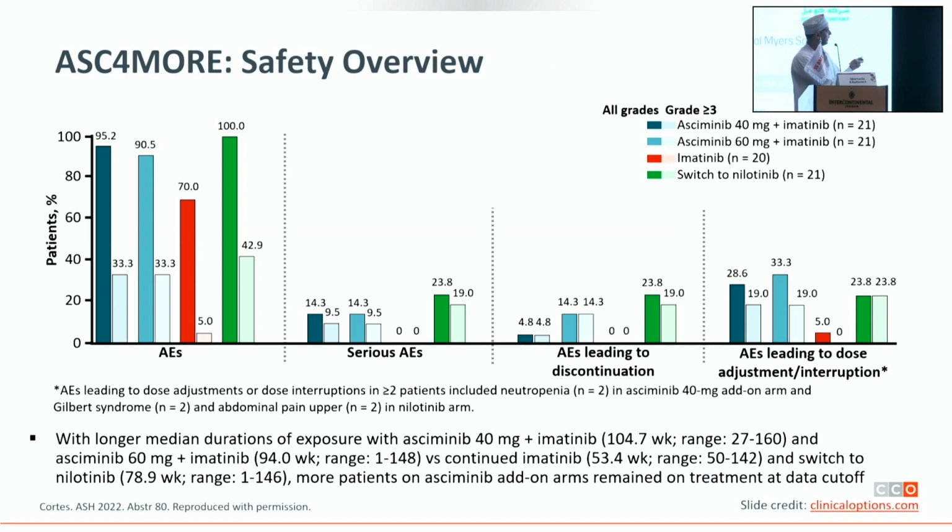Toxicity. These are high toxicities, but they are similar between the groups, whether you start 40 milligram, 60 milligram, or you switch to nilotinib, the toxicities were the same. You look at the serious adverse events and adverse events leading to discontinuation or interruptions, again, they are similar between the different approaches. So whatever approach you choose in this group, you get similar adverse events.